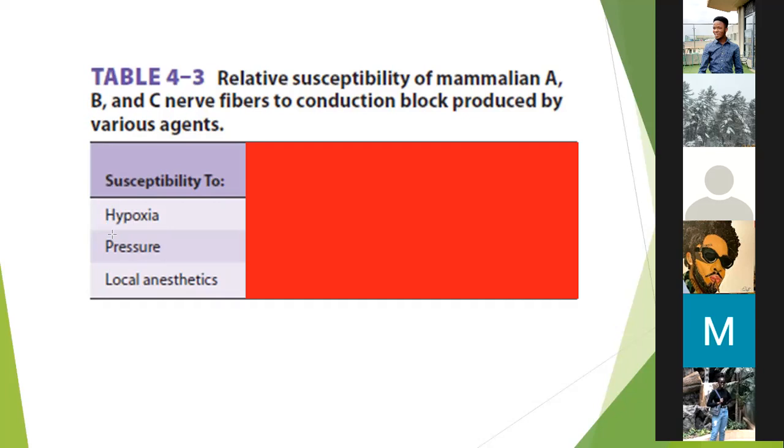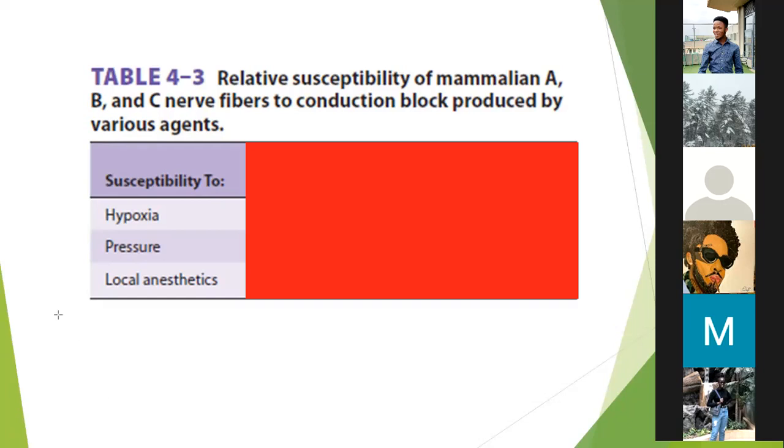Number 2, pressure. I have just mentioned that if you apply pressure in a certain area, even before the hypoxia has set in, that pressure on its own is enough to slow down or to block conduction of an impulse.